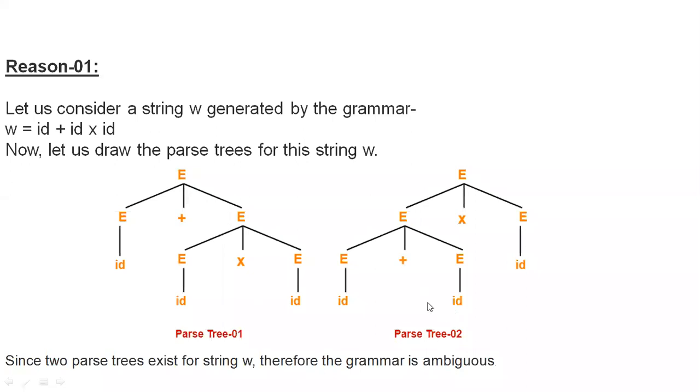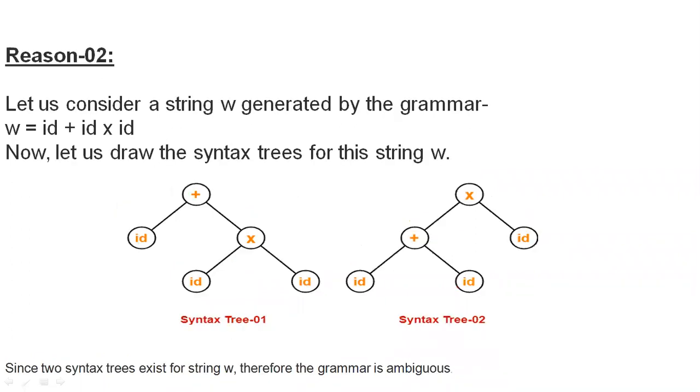Since from the two representations, what we are stating here is two parse trees exist for the string W, the string like id plus id into id. Therefore, the grammar is ambiguous, right? And see the syntax tree representation.